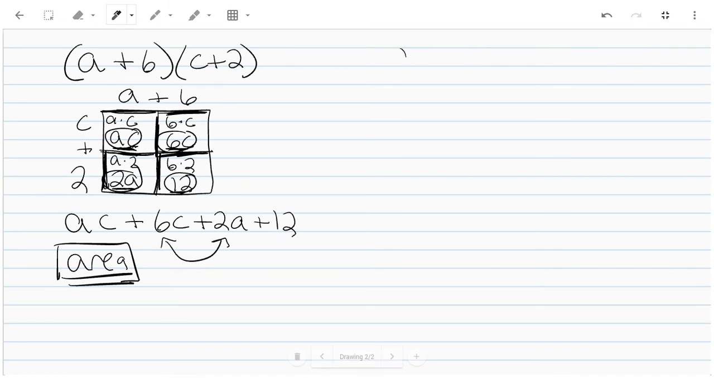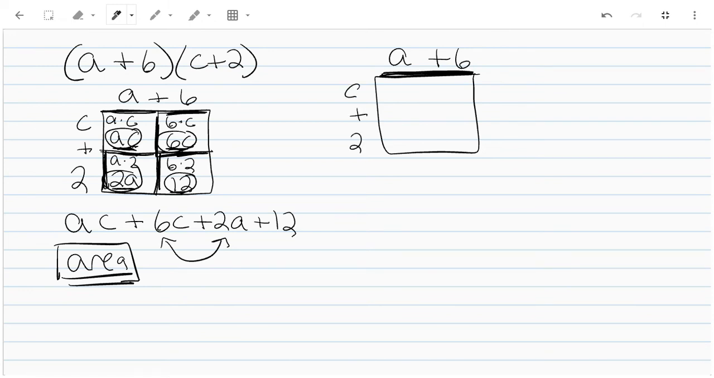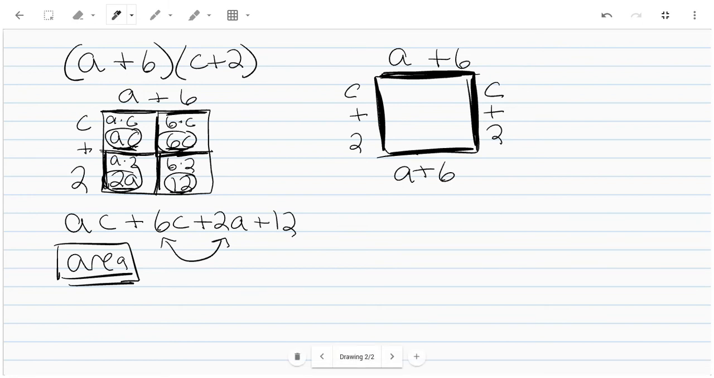The perimeter, if I have the rectangle a plus 6 and I am adding that, I have perimeter. This length is a plus 6. And if this is c plus 2, well, if this is c plus 2, then so is over here. So that's c plus 2. And if top is a plus 6, the bottom is a plus 6. And so to find the perimeter, all I have to do is add them up.